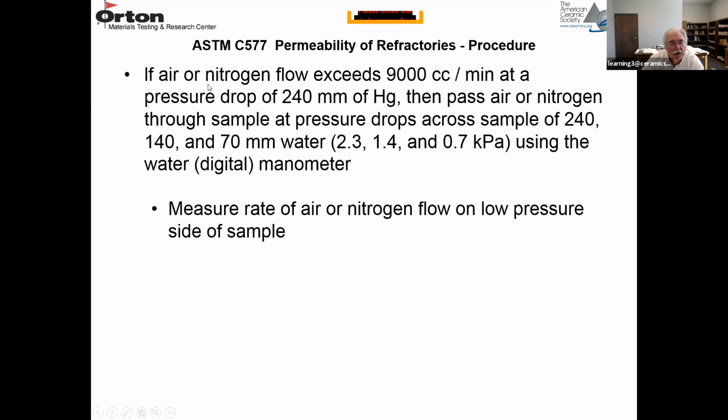So if you have a high rate of flow, if the material is permeable, if it's exceeding the capability of the equipment, 9,000 cc's per minute, you can then use pressure drops of water instead of mercury. So you pass air and nitrogen through the sample at pressure drops across the sample of 240, 140, or 70 millimeters of water instead of mercury. So they're much lower pressures. And then you measure the rate of flow of air and nitrogen on the low pressure side of the sample.